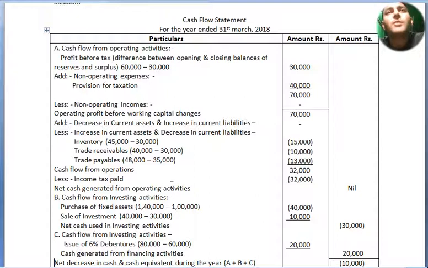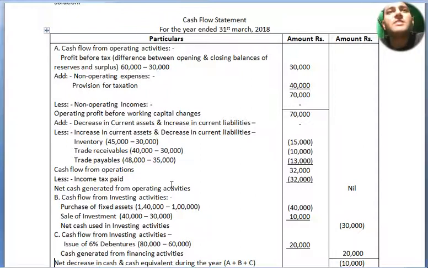Now cash flow from operations, we have got 70,000 minus 38,000, which gives us 32,000. Now out of this, less income tax paid. We have paid the income tax and we got nil. Net cash generated from operating activities, nil.